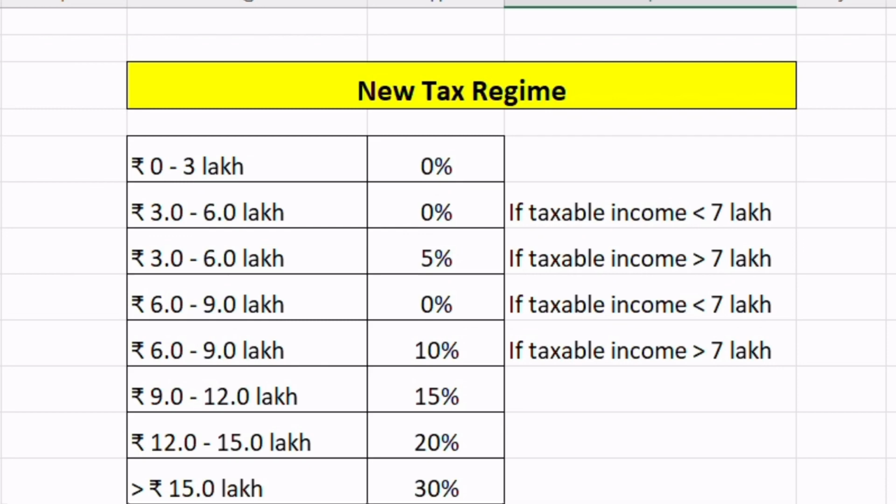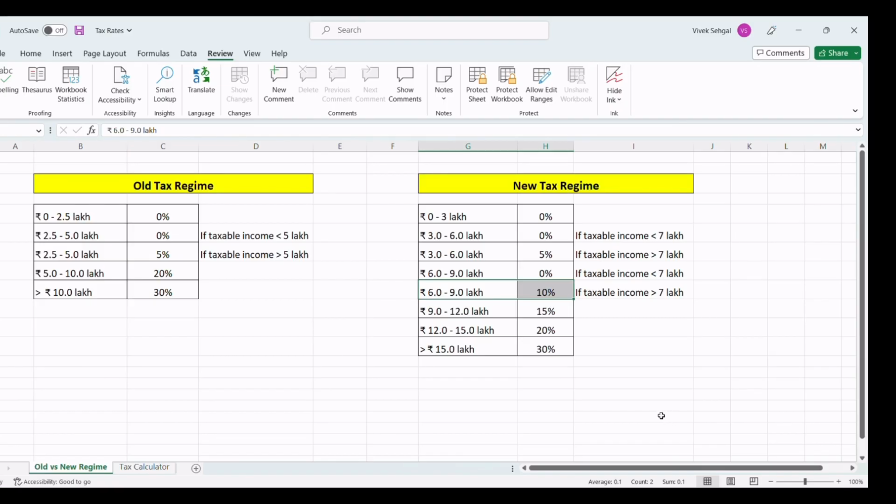These are the tax slabs in the new tax regime. 0 to 3 lakh, 0%. 3 to 6 lakh, 5%. 6 to 9 lakh, 10%. 9 to 12, 15%. 12 to 15, 20%. And more than 15, 30%. In the new tax regime, taxable income till 7 lakh is exempt from tax. So if your total taxable income is less than 7 lakh, you end up paying 0% tax. But the moment it becomes more than 7 lakhs, then the 3 to 6 lakh slab of 5% and the 6 to 9 lakh slab of 10% are also applicable.